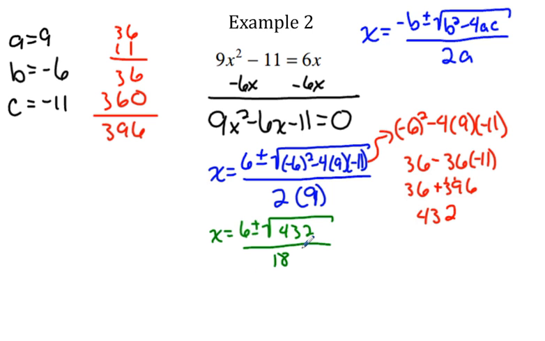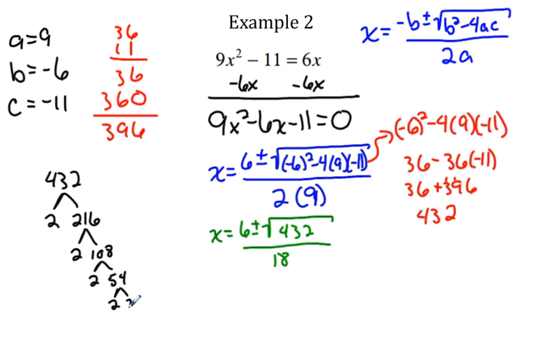Now, 432 is not a perfect square. So I've got to simplify it. So I'm going to make my factor tree. 432 is divisible by 2. 2 goes into 4 2 times. 2 goes into 3 once. So then I have 12 left over. And 2 goes into that 6 times. All right, so then that's factorable by 2 again. That's 108, which is 2 times 54, which is 2 times 27, which is 3 times 9, which is 3 times 3.